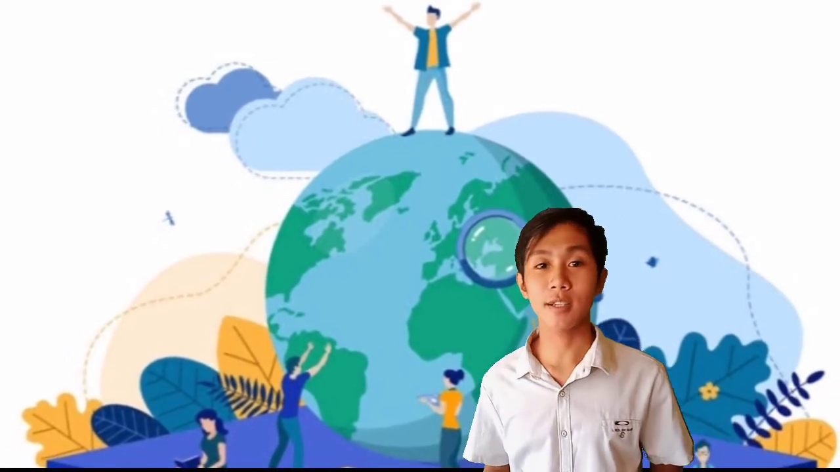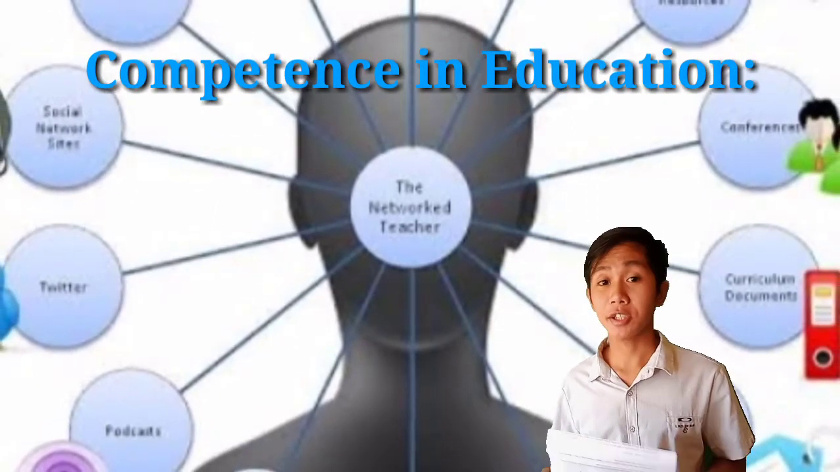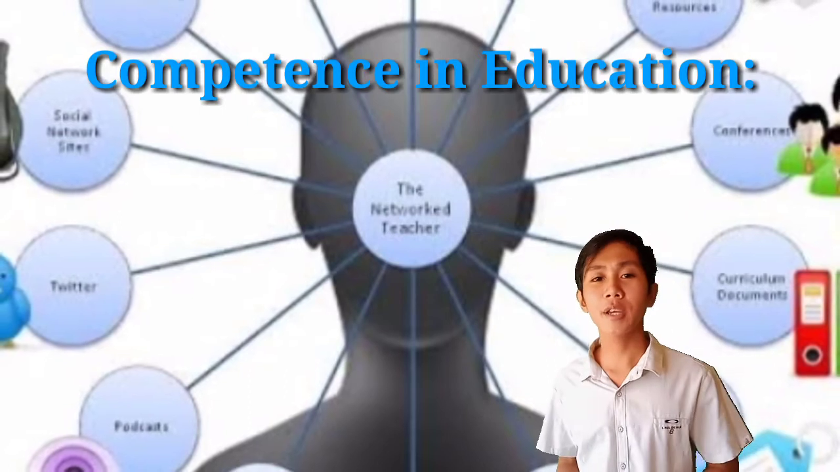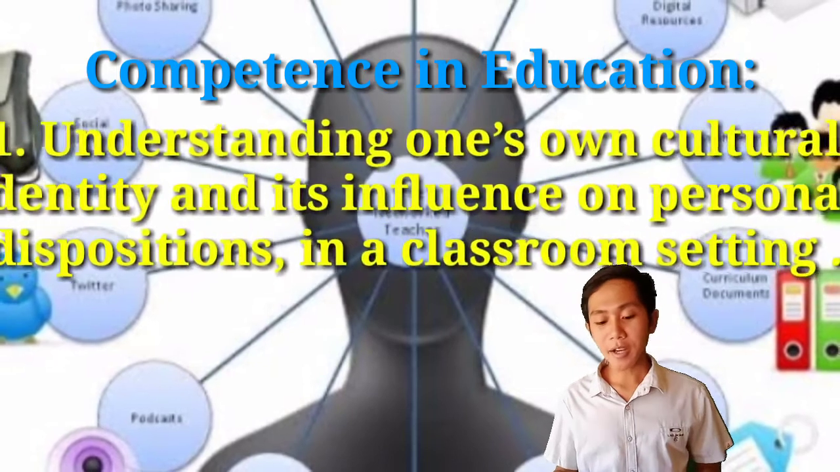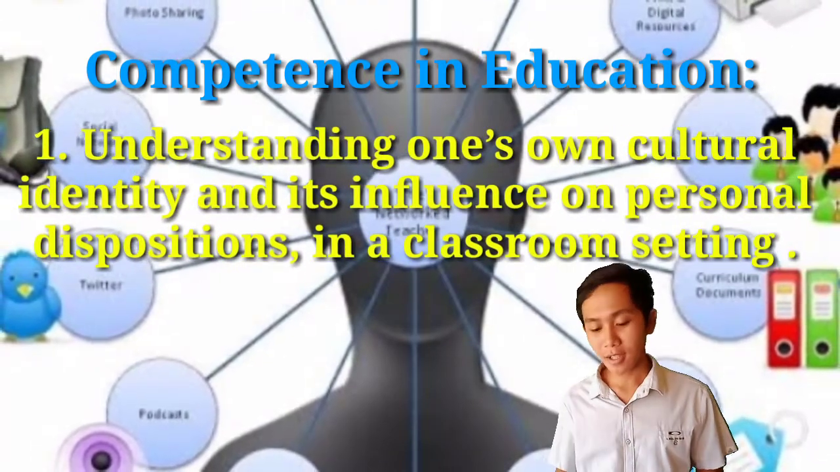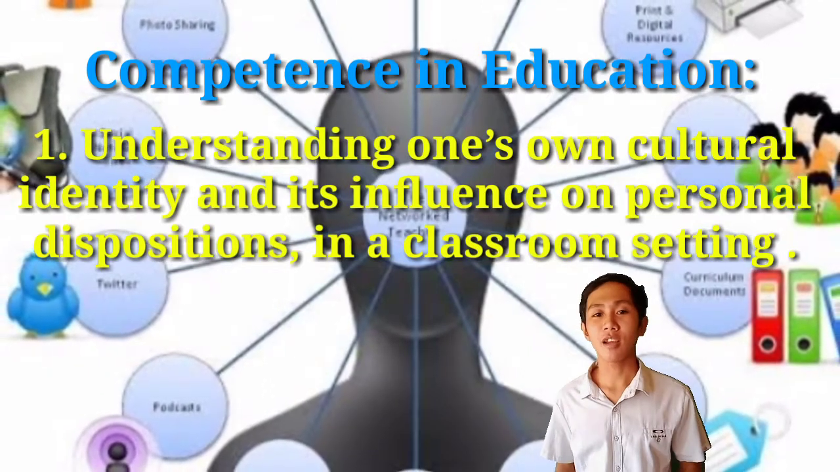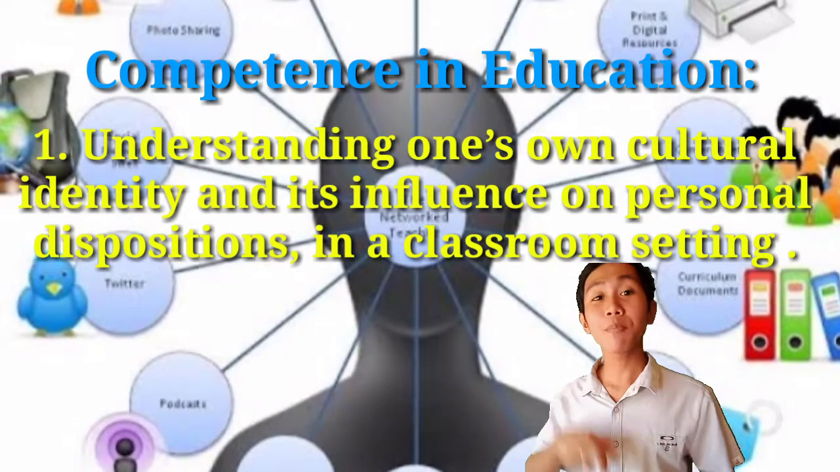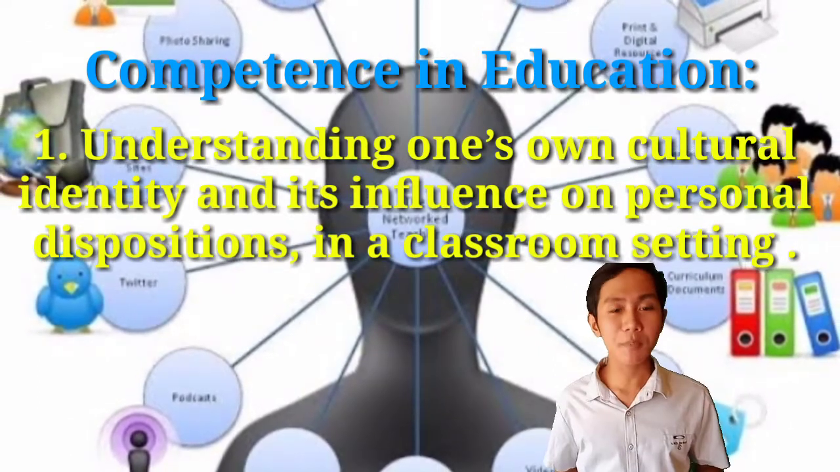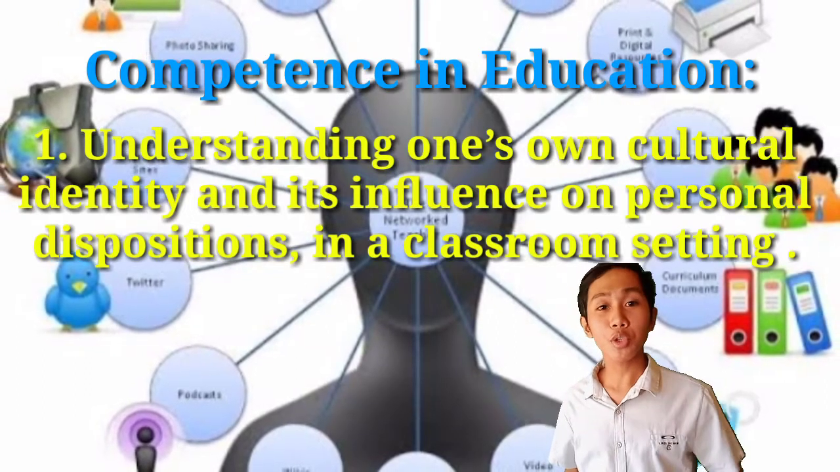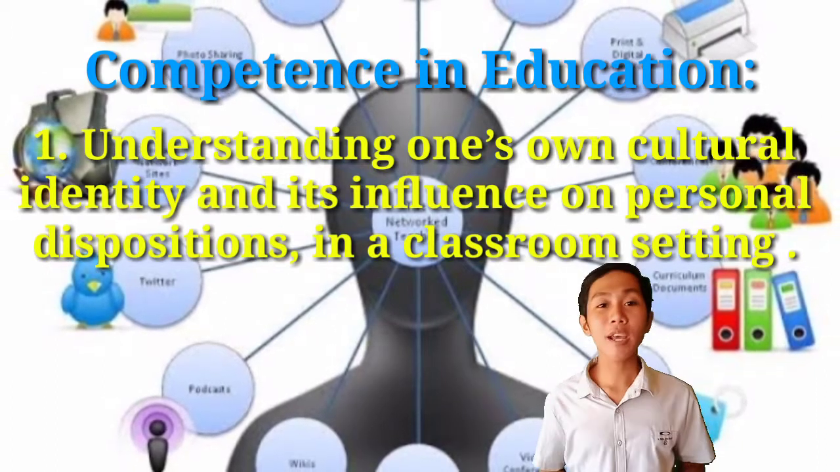our local students. Now, I have here five qualities that a teacher should possess in order to become a globally qualified teacher. First, understanding one's own cultural identity and influence on personal disposition in a classroom setting. This means that you should know deeper what your culture is and what the positive and negative sides of it are, in order for you to become an effective teacher who is going to facilitate a multicultural classroom.